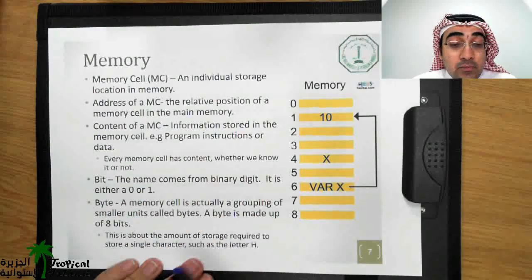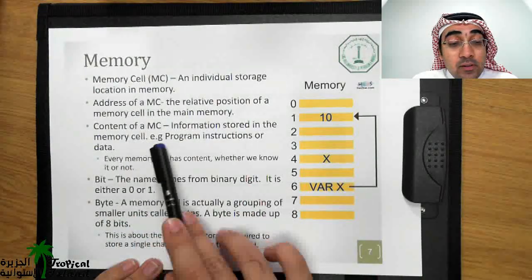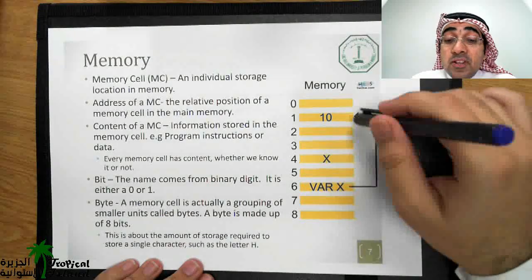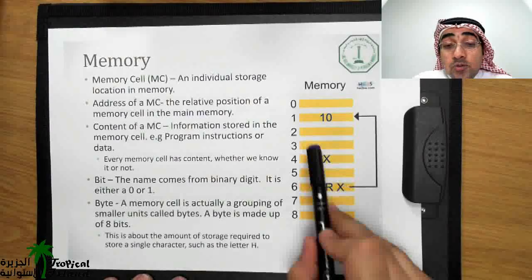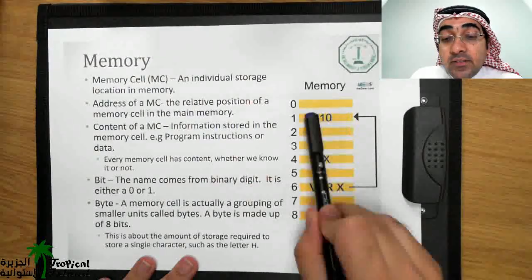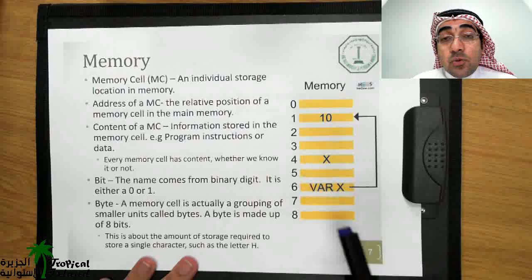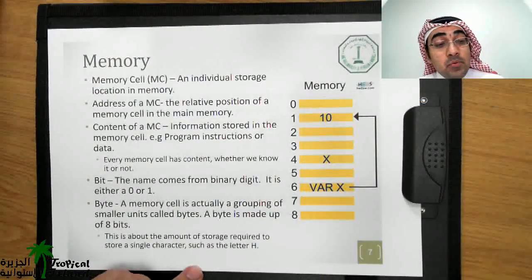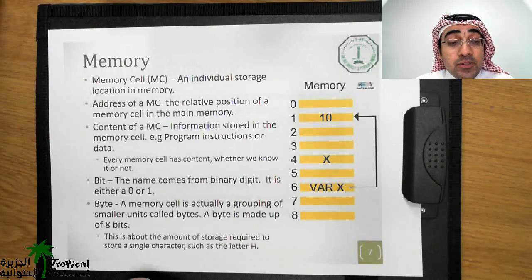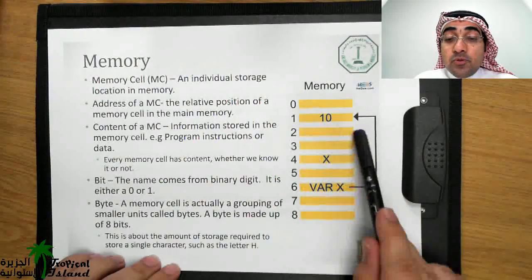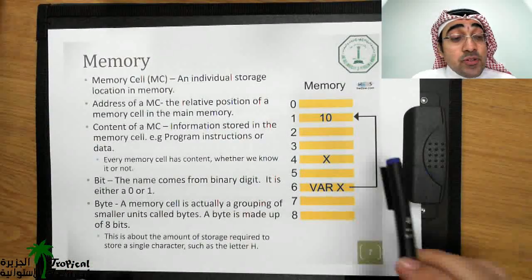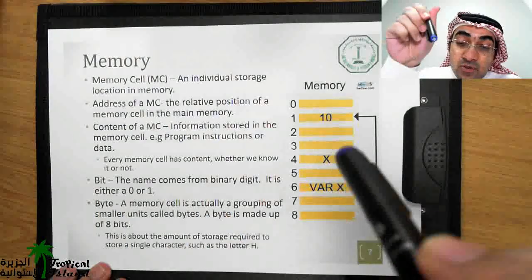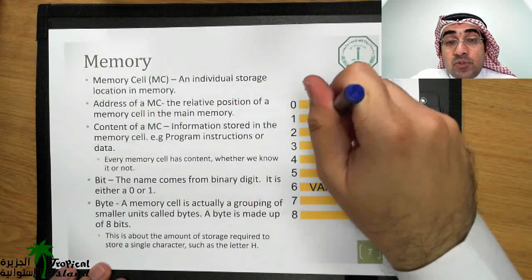Now, the content of a memory cell is the information stored in it: the program, instruction, data, or anything else. So what is the content of the memory cell? It's what's inside the memory cell. For example, over here, memory cell address number 1 contains the number 10, and number 4 contains X. This is the content, what's inside the memory. So the memory cell is a storage space where you can store something. The address of a memory cell is the address as shown over here, and the content of the memory cell is what is inside that memory cell.